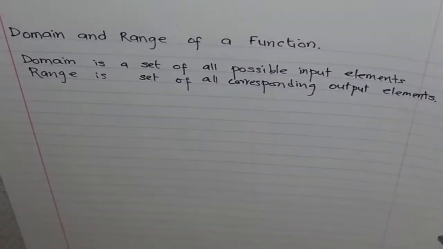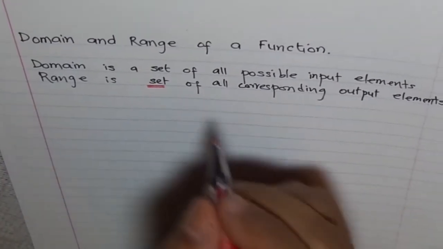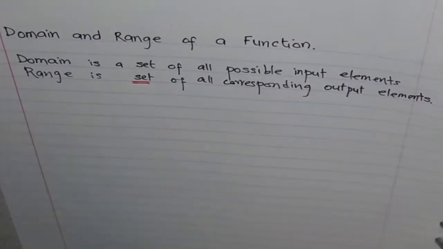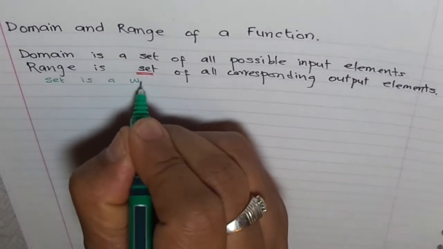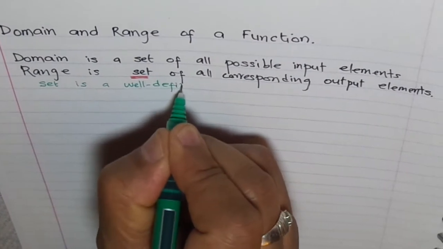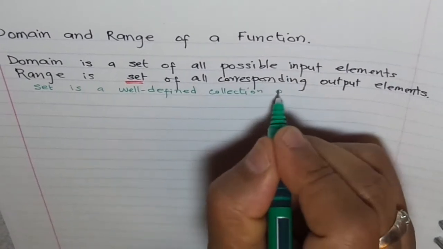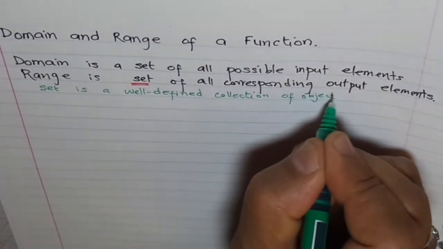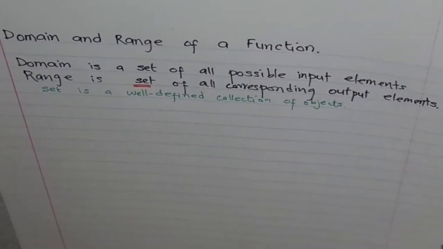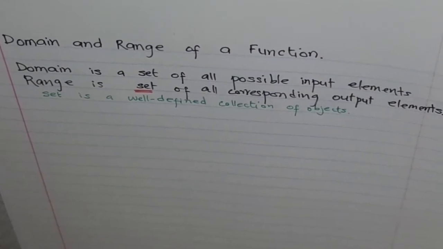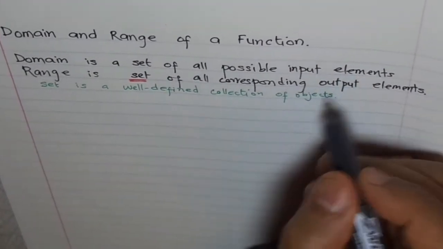Now here you see the word set of. The word set is very important to understand. What is a set? Set is a well-defined collection of objects. This is a very general definition of set. In mathematics, we normally consider these objects to be numbers. And these numbers are actually the elements which we are talking about.